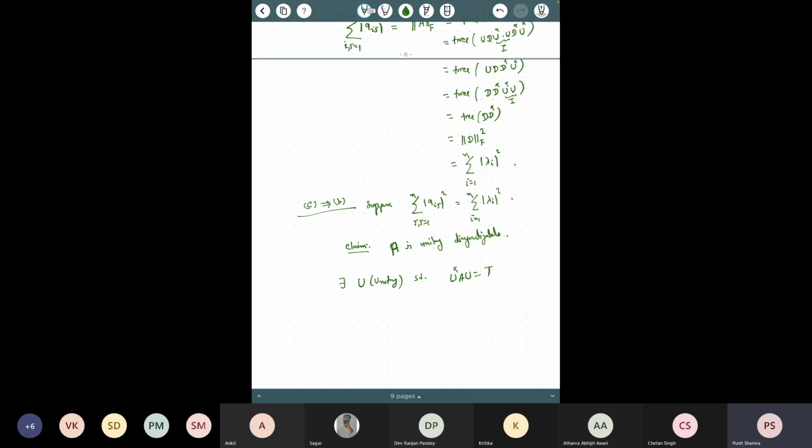A has eigenvalues lambda 1 to lambda n. So T would be of this form, right? It will have these lambdas on the diagonal, so it is an upper triangular matrix of this form by Schur's lemma. Now I have to prove that this T is actually diagonal. If I can do that, then I'm done. How can I show, using the given property here, that this T is diagonal? That means all these entries are 0.